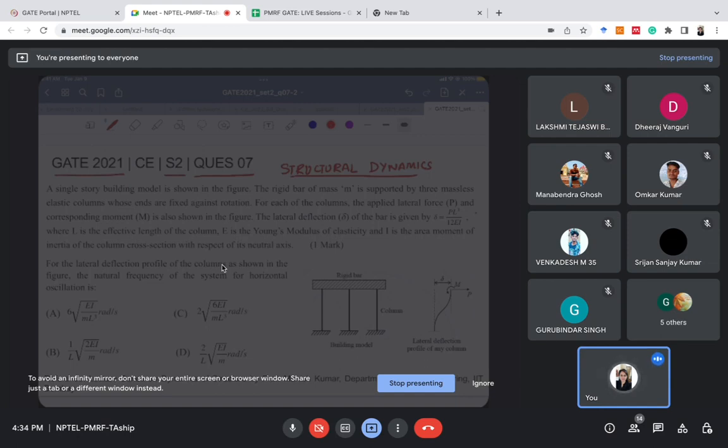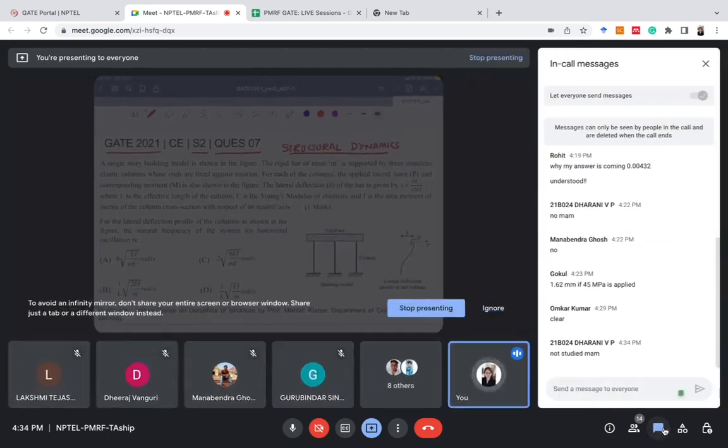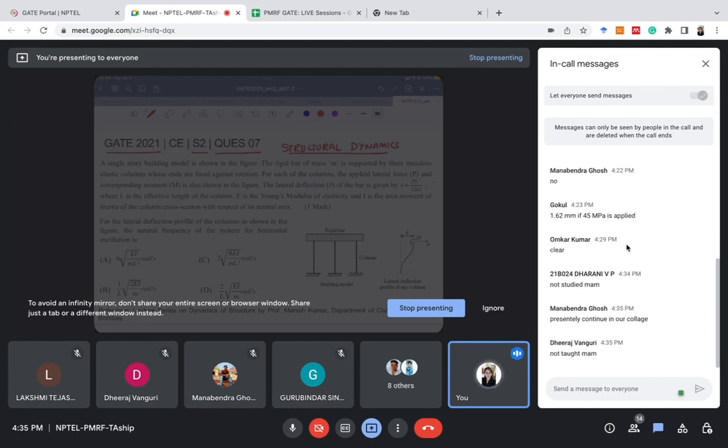Maybe there's an option to raise the hand or something like that. Is there any option? If yes, not studied. Okay. Is there anyone who has studied? I'm asking you again because I'll not ask any question. I just wanted to know whether the colleges are teaching this subject or not presently. Okay.